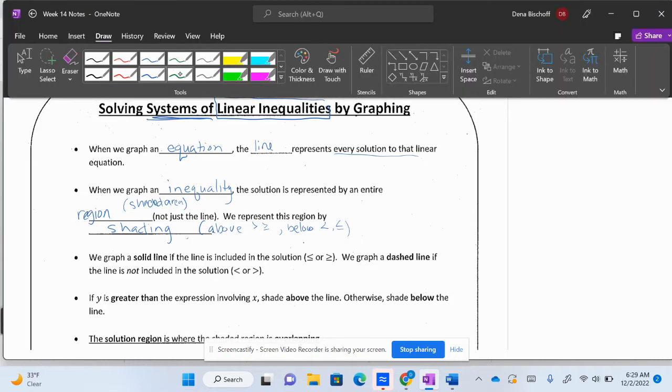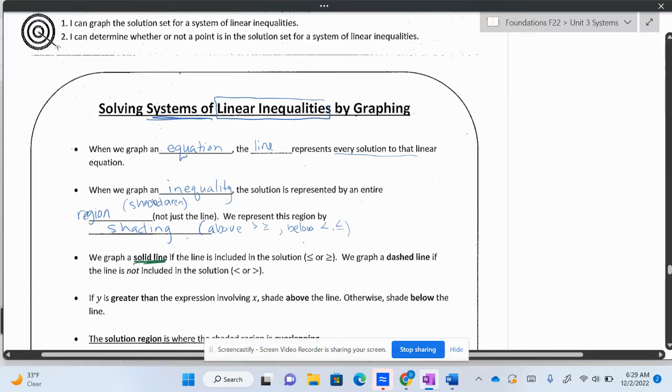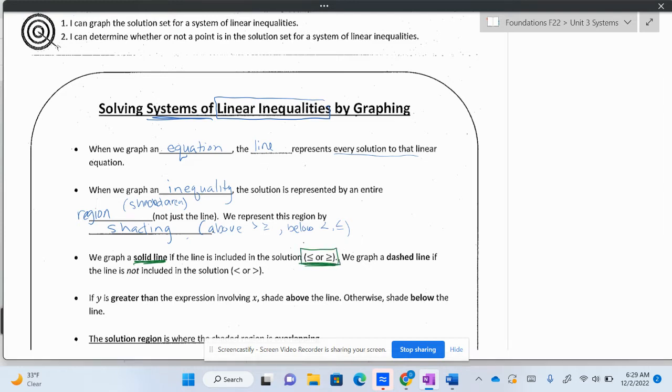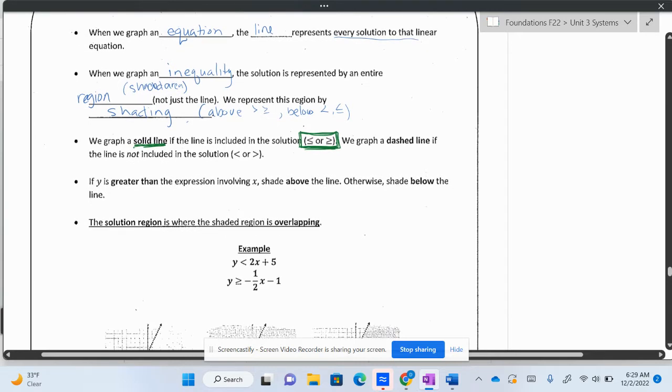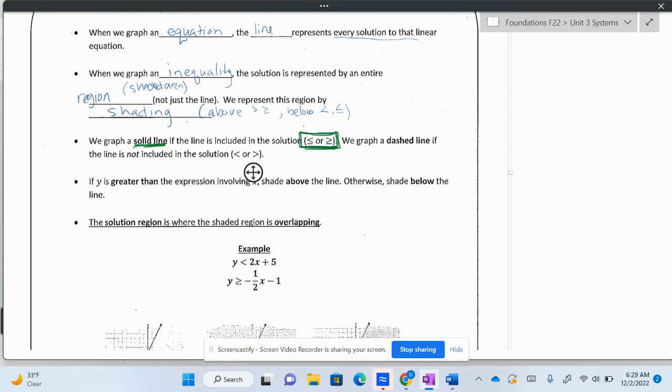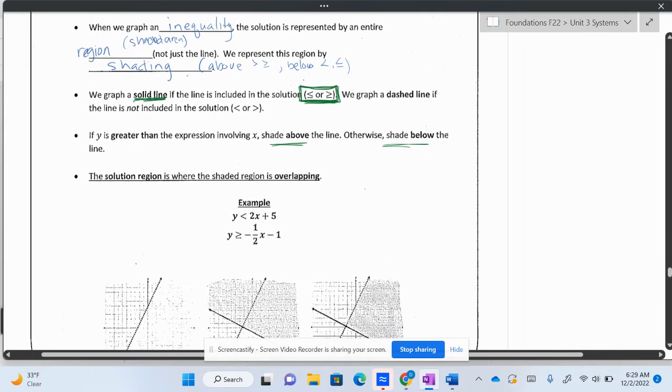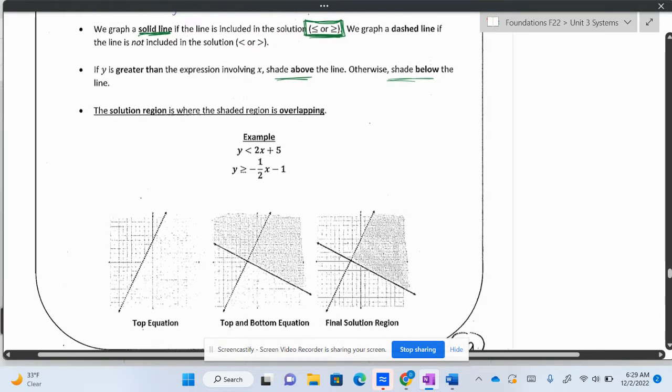So remember that we use a solid line. We did this yesterday. A solid line, if we're including the points on the line, that means it's got the equal sign underneath it, or that equal bar. Less than or equal to, or greater than or equal to. And we use a dashed line when we are not including the line in the solution. So we use the symbols less than or greater than. Remember, if it's greater than, we shade above, just like I said before. And if it's less than, we shade below. So remember, the solution region is where the shaded region overlaps.